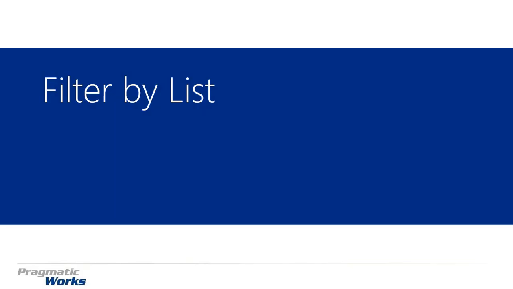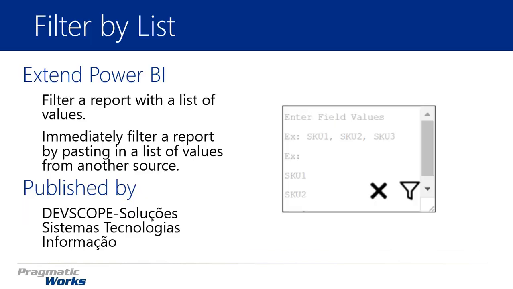Hi, welcome back to the Power BI Custom Visuals course, and in this module, we'll be looking at the filter by list visual. Now, as the name implies, it is a filter. This filter, though, allows you to very easily copy and paste in a list of values. So let's say, for example, you have an Excel spreadsheet where you have a list of products that you want to filter on. You could easily copy and paste that list of values into this visual, and it'll filter every item on the report based on what you pasted in.